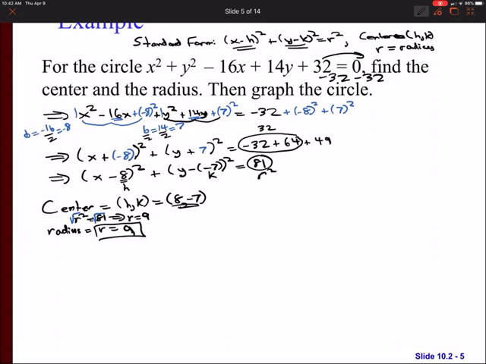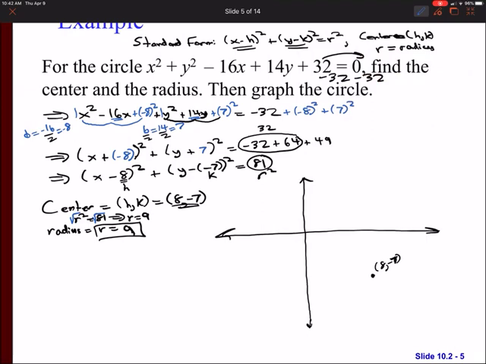So let's go ahead and graph it. I'm going to build in my x and my y axis. All right. So let's plot this point. Right 8 units, down 7. So down here in quad 4, we have our center point, 8, negative 7. So there's the center. And then let's measure out 9 units. So again, our radius is 9 units.